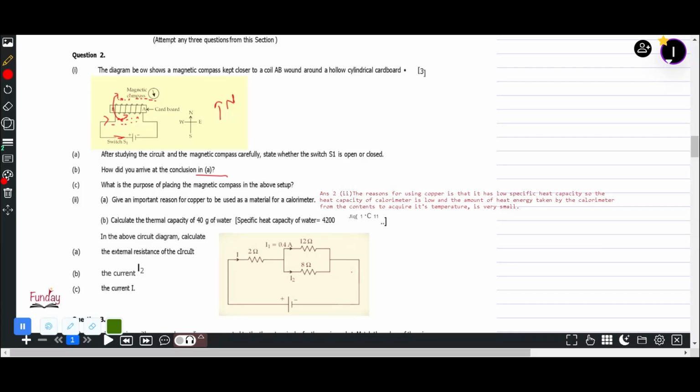Again, the same thumb rule we will use. The current's direction is this, so thumb in the direction of current, and then the magnetic field is from this point to this point. So it's as if it is going from here and coming to this point. This is the direction of the magnetic field, which is against the north direction. So the compass deflects.